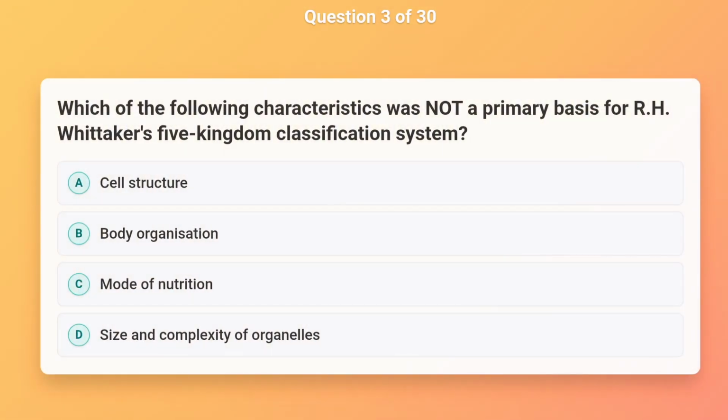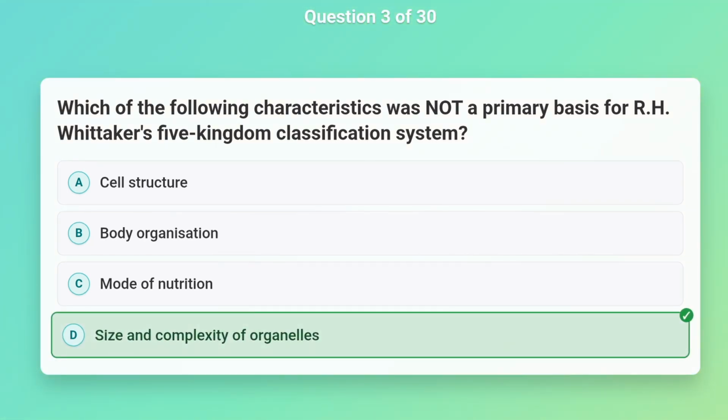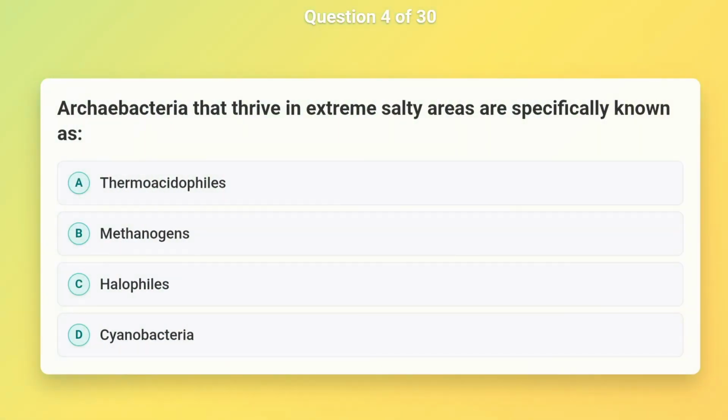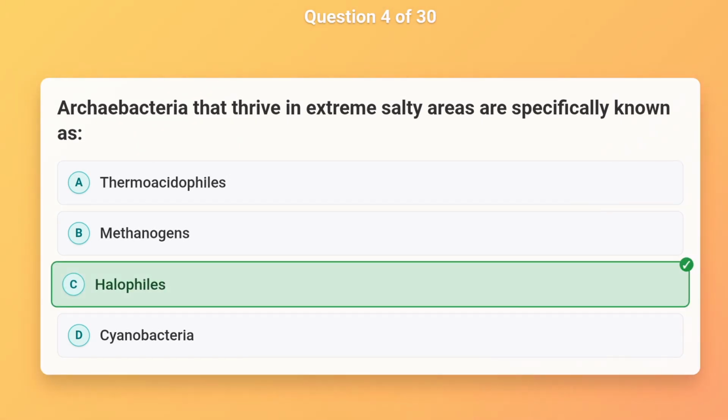Which of the following characteristics was not a primary basis for R.H. Whittaker's five-kingdom classification system? Size and complexity of organelles. Archaebacteria that thrive in extreme salty areas are specifically known as halophiles.